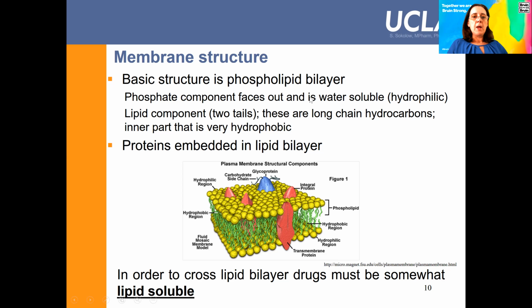So again, this is some basics from the physiology of the cell membrane. It's a lipid bilayer, and what is facing out are the phosphate components, which are water soluble, and the lipid component, so you see here those little tails, are the long chain hydrocarbons. The inner part is very hydrophobic or lipophilic. And in order to cross that lipid bilayer, the drug must be somewhat lipid soluble.